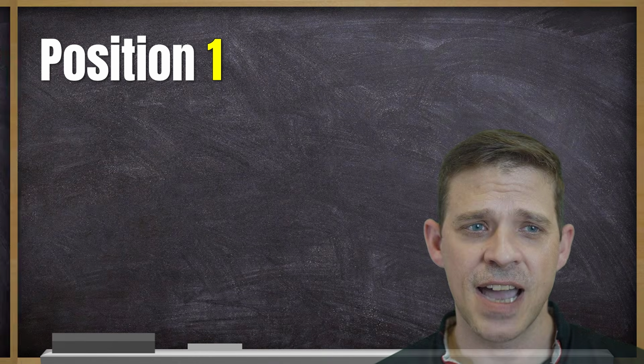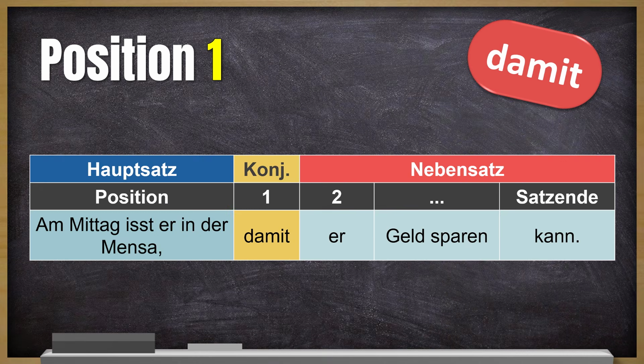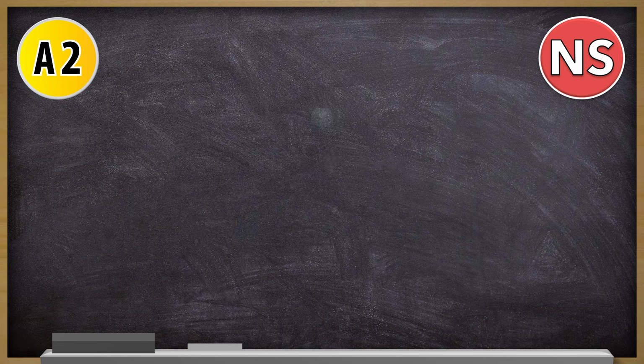Auch hier Position 1. Am Mittag ist er in der Mensa, damit er, Subjekt, Geld sparen kann. Conjugated verb is here kann. It's a modal verb. Therefore, it's at the end here also of the sentence.